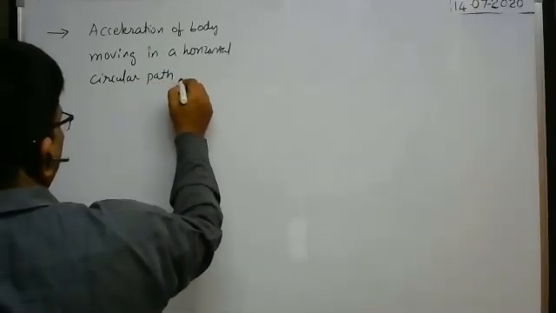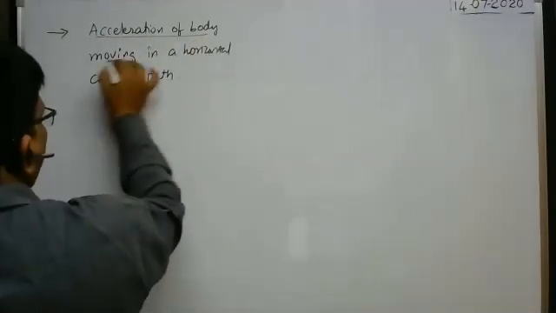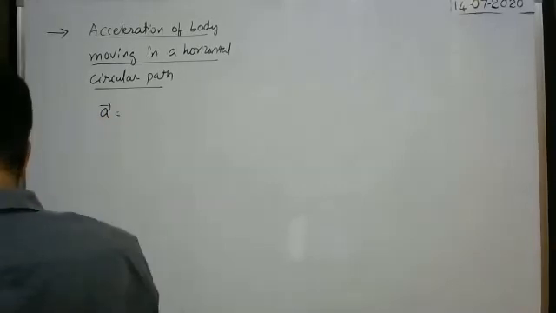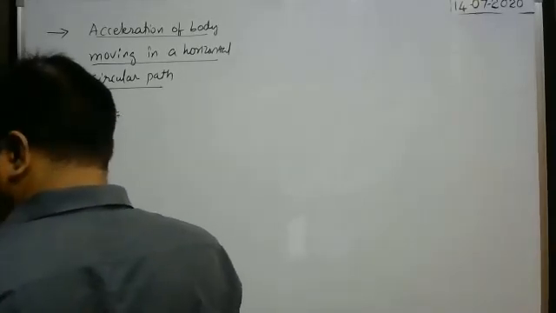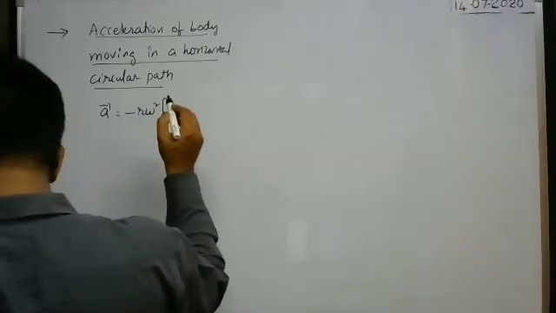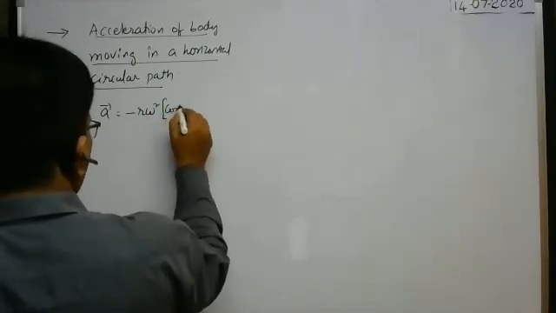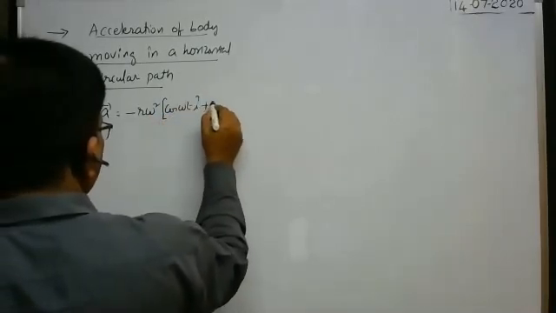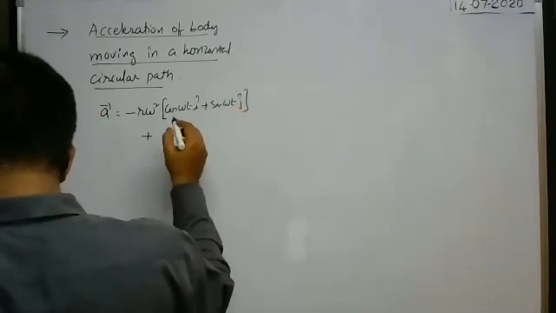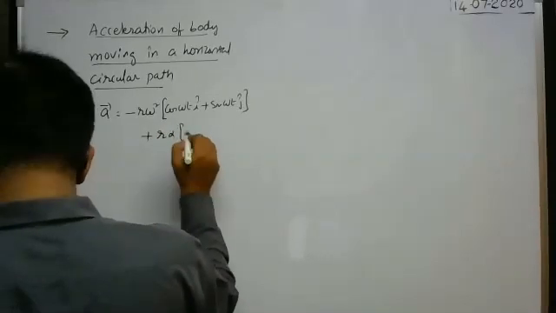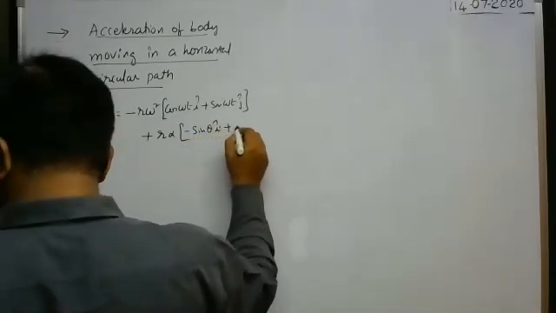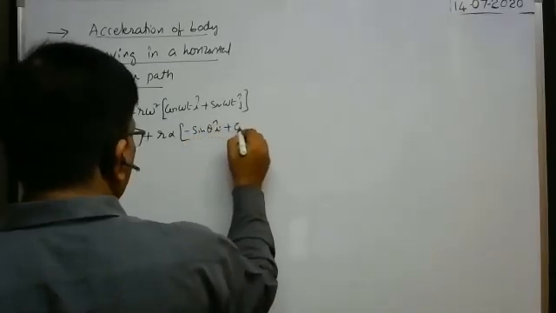Already I derived the formula for this in the last class. So the acceleration A bar is equal to minus R omega square into cos omega t into i cap plus sin omega t into j cap, plus R alpha into minus sin theta i cap plus cos theta j cap. I think we got this one.